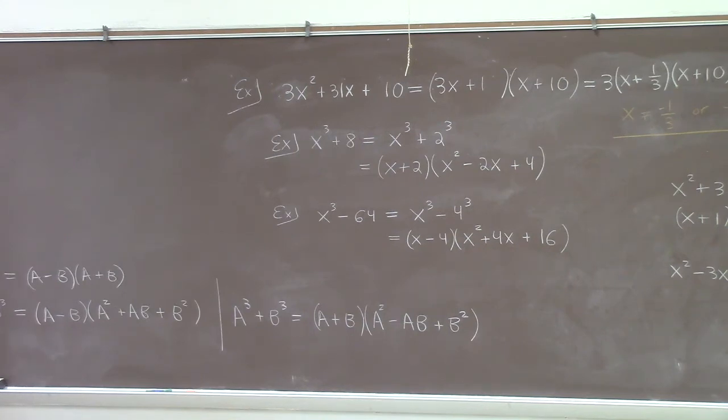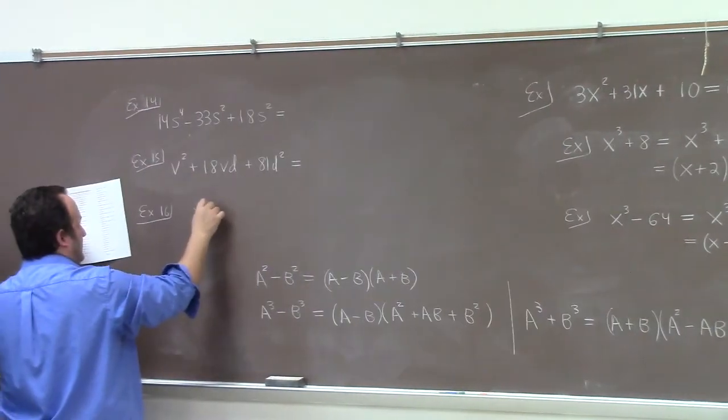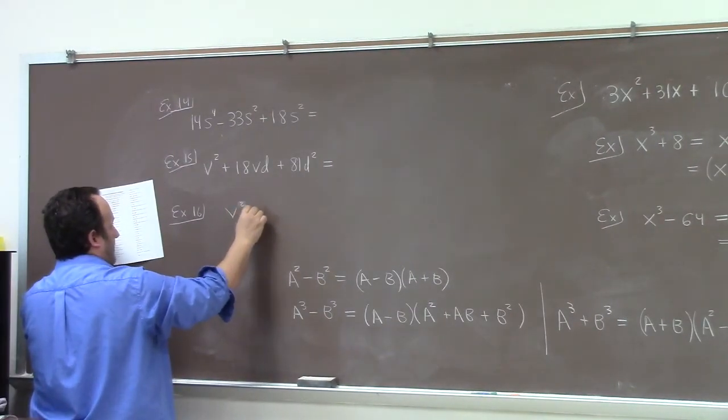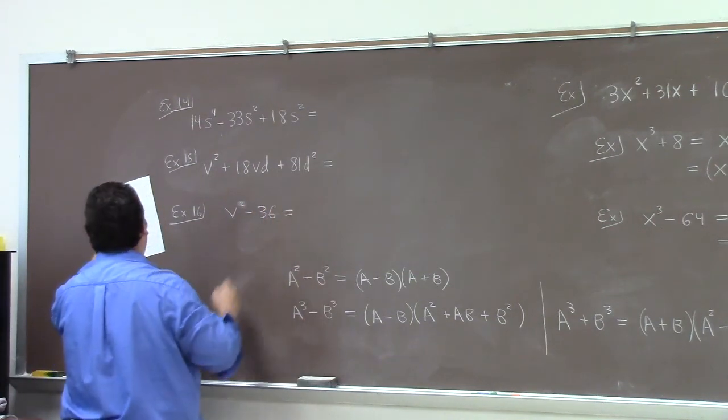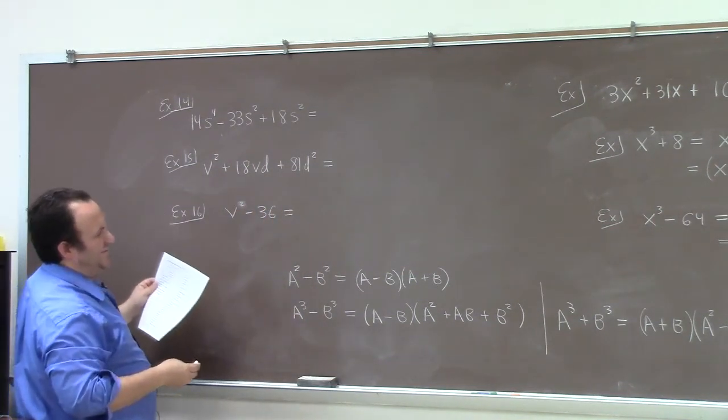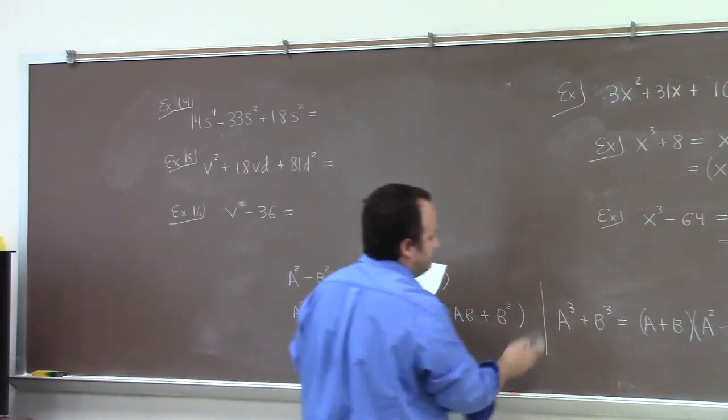Exercise 16. I'll do 15 as well. Here you've got v squared plus 18vd plus 81d squared. This one's just kind of weird. Exercise 16, this one's easier. v squared minus 36. The instruction for all of these is to factor completely.